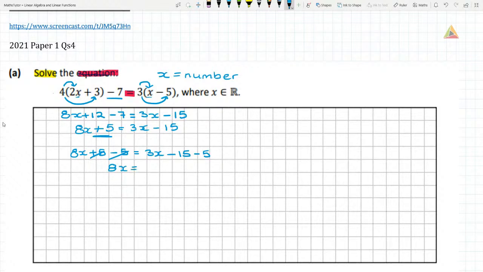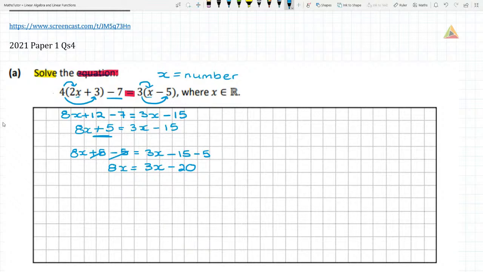And on the other side, again, we go like with like. So the 3x stays on its own, and minus 15 minus 5 gives me minus 20. So we're getting closer to what we want our answer to look like, x equal to a number. So I now have 8x is equal to 3x minus 20.